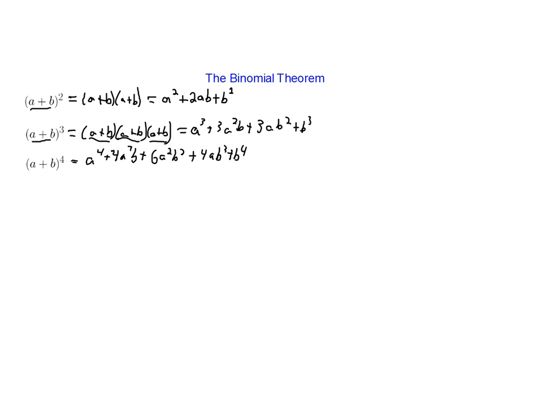Now, one thing that hopefully you'll notice here is if we look at the coefficients of each of the terms here, there's an understood 1 here, a 2 here, and a 1 here. A 1, a 3, a 3, and a 1. A 1, 4, 6, 4, and 1. These numbers come from Pascal's triangle.